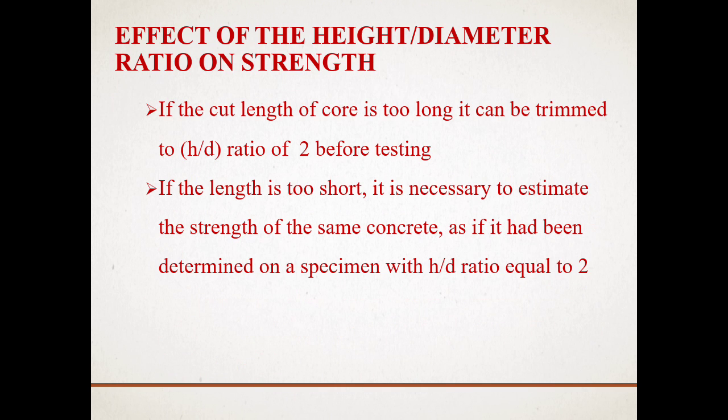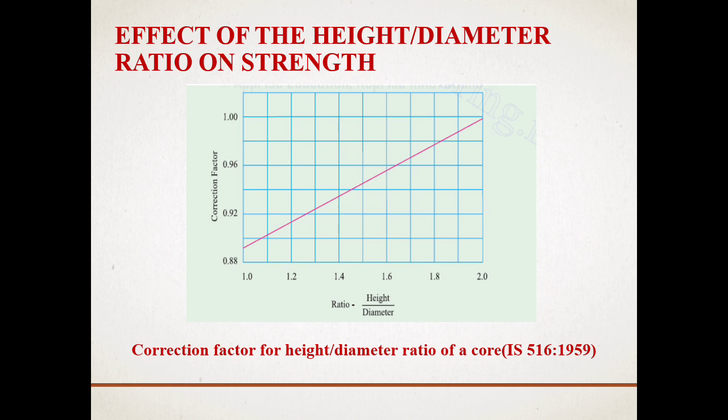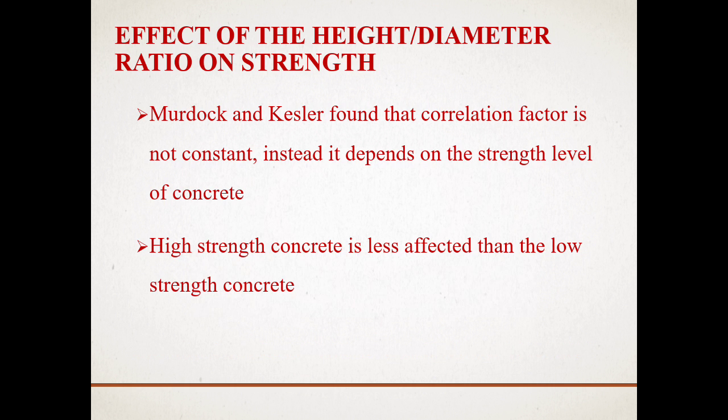If the length is too short, it is necessary to estimate the strength of the same concrete as if it had been determined on a specimen with H by D ratio equal to 2. This is a graph showing the effect of H by D ratio on strength. And this is the graph which shows the correction factor for the H by D ratio of a core.